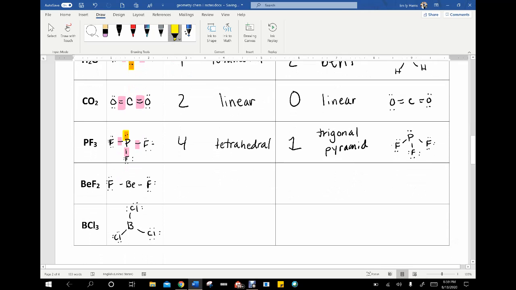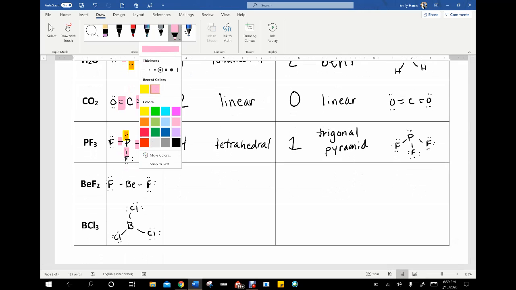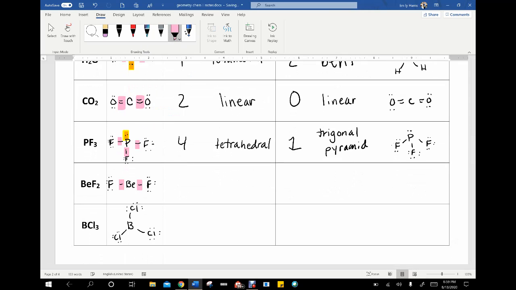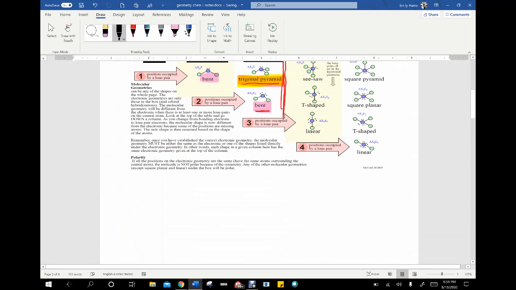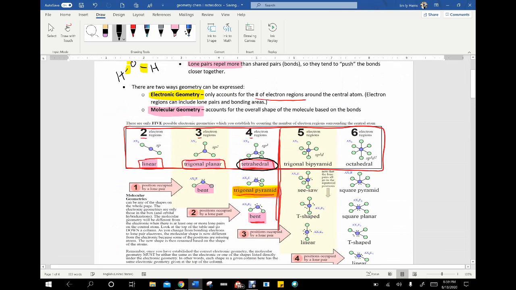All right, last one here. So if we look at our BeF2, again go to the center atom. Here we have 2 electron regions, which corresponds with a linear geometry. There are no lone pairs, and so the geometry molecularly will remain linear, and we'll draw our atoms in a line to represent that. And what you've probably picked up on is if a molecule is classified as linear electronically, it's going to remain linear molecularly.